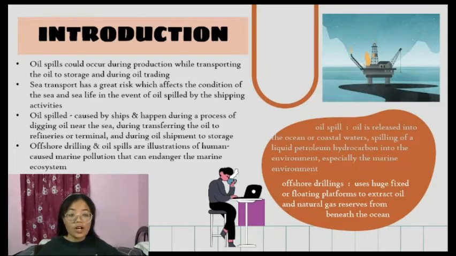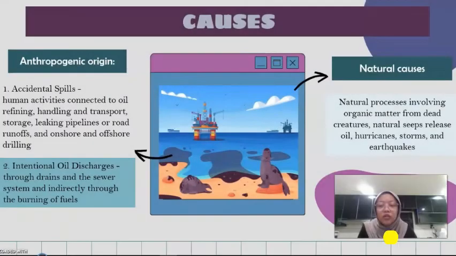Oil spills can be caused by ships and happen during the process of digging oil near the sea, during transferring the oil to the terminal, and during the oil shipment to storage. As we all know, oil spilling is one of the biggest contributors to water pollution. So in order to overcome the problems of oil spills, I'll tell the specific reasons for it.